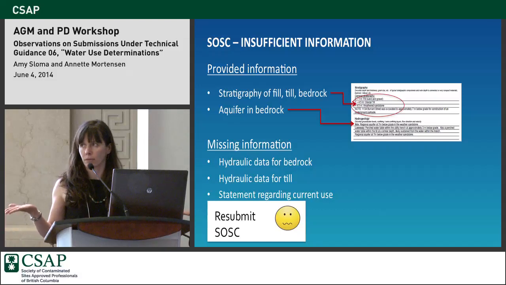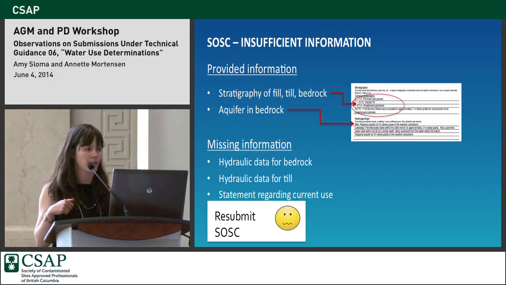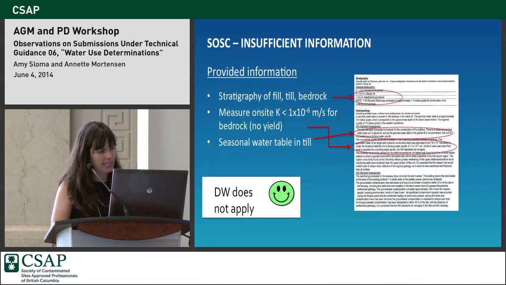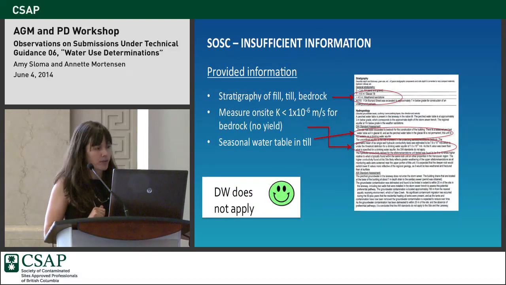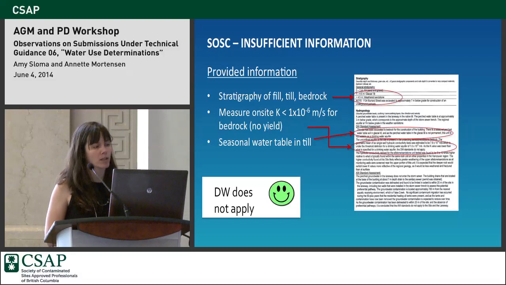So, there's nothing here that's apparent. And it doesn't mean that the work wasn't done, it just hasn't been brought forward in the summary of site conditions. So this one went back. And after a few iterations, it got a happy face as well, because the same bit for the stratigraphy, but at least now we know that there's a seasonal water table in the till that's less than 2 meters.